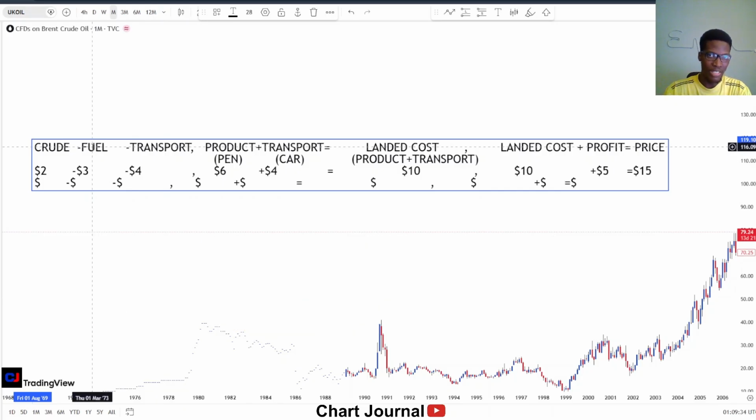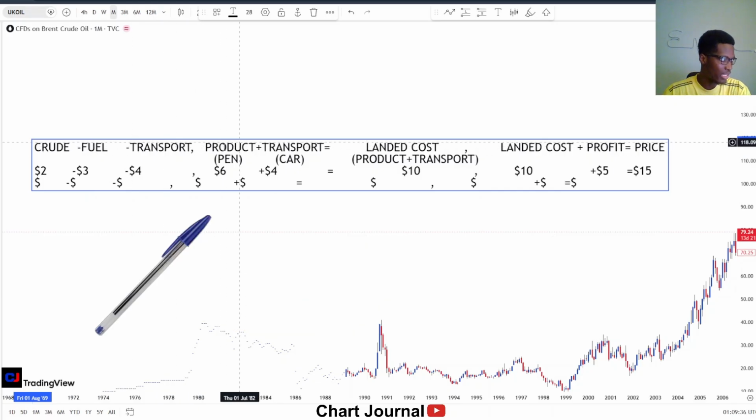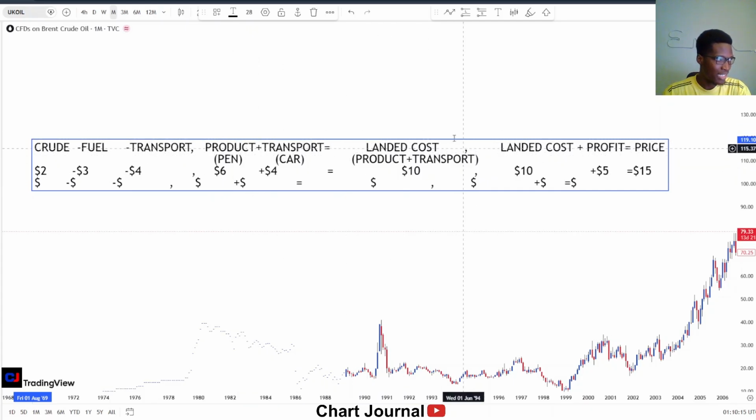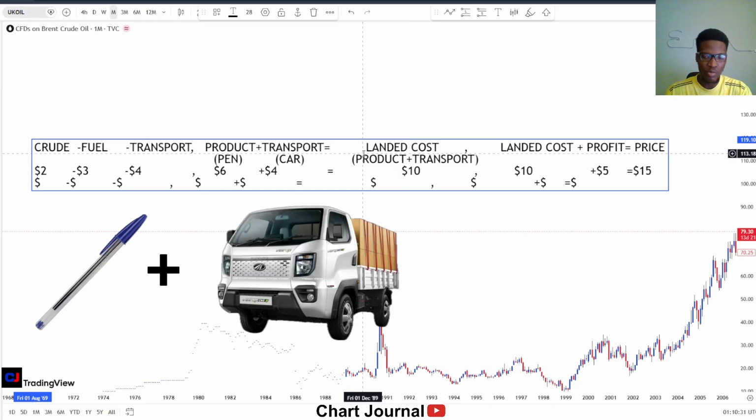So in this example, I'm using a pen as my product. So our product here is pen. So our $6 here is how much I spent on acquiring the pen, or how much I spent producing one pen. So I spent $6 on this pen, and to transport this pen from the factory to the customer is $4 in this example, where we'll come and get our landed cost. Landed cost here simply means how much do you spend on the pen once it lands in front of the customer. So after transportation, that is what we call landed cost. So product plus transportation, we get our landed cost.